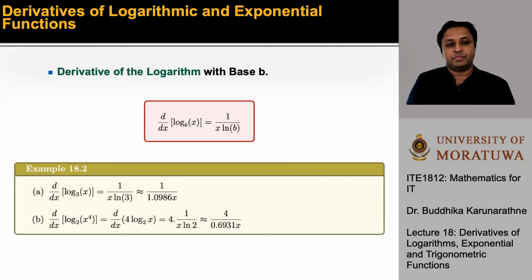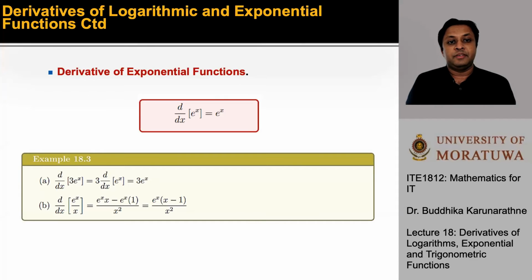A similar function, in example part B, is d over dx of log to the base 2 of x to the power 4. What you have to do is take d over dx of 4 times log to the base 2 of x, and the constant will come forward: 4 times 1 over x ln 2, and it will simplify to 4 over 0.6931 x. So this is how you get the derivatives for logarithms with base b. You can do that for any base using this.